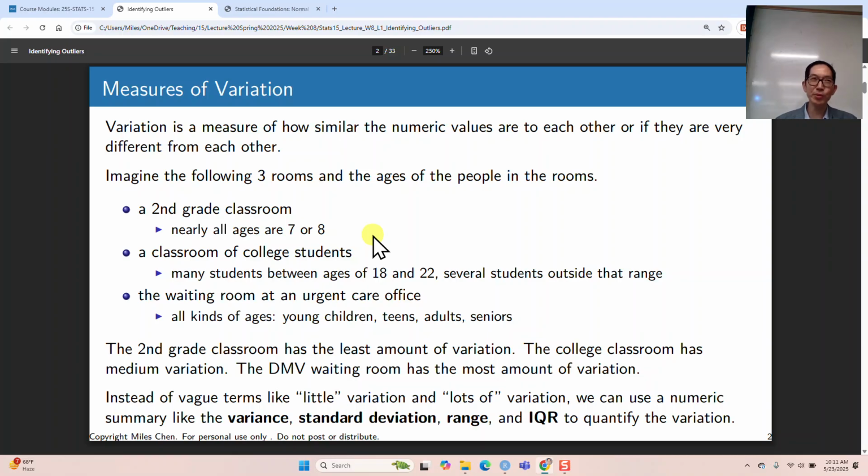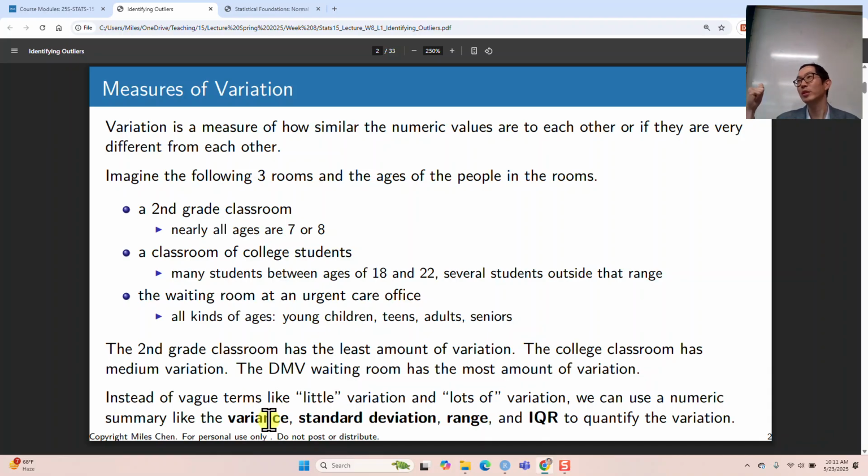And so who's an outlier very much depends on the context and how much spread and variation there exists in the rest of the data. And so, we would say the second grade classroom has little variation. The waiting room at the urgent care office has lots of variation. And rather than just saying little and lots, we can quantify it with a number.